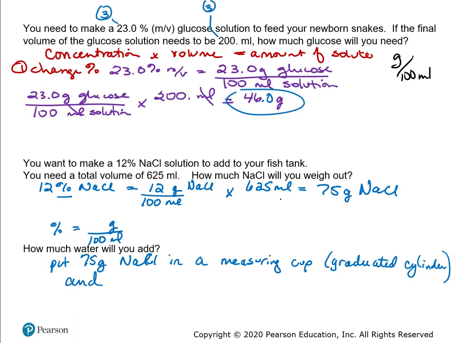Multiply it times the volume. Do you see that milliliters and milliliters will cancel when you do that? Concentration times volume tells me that I've got to weigh out 75 grams of sodium chloride. So that tells me how much sodium chloride I have to add. I would take the 75 grams of sodium chloride and put it in a measuring cup, or if I was in lab, I'd put it in a graduated cylinder. And the question of how much water will you add? Do you know exactly how much water?